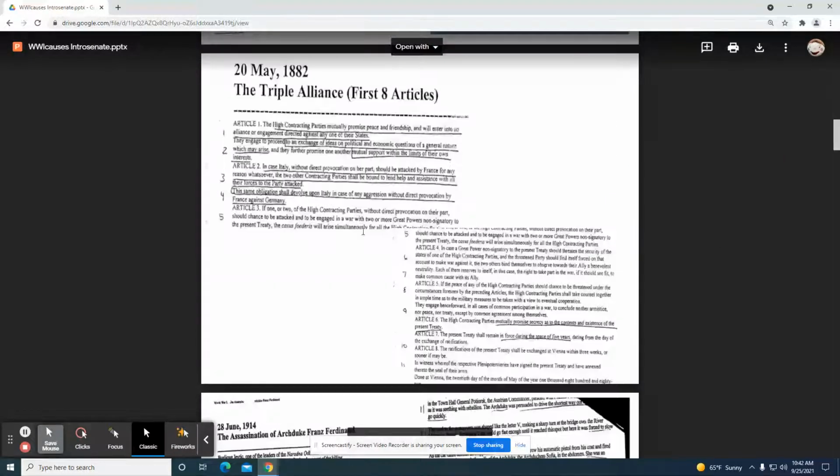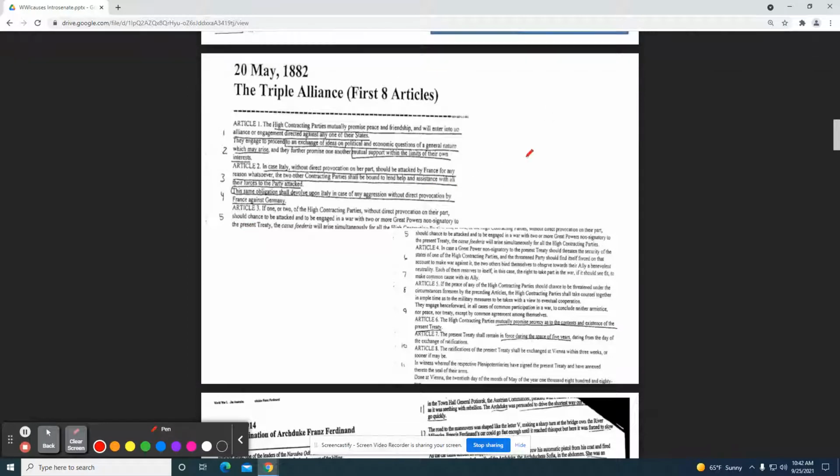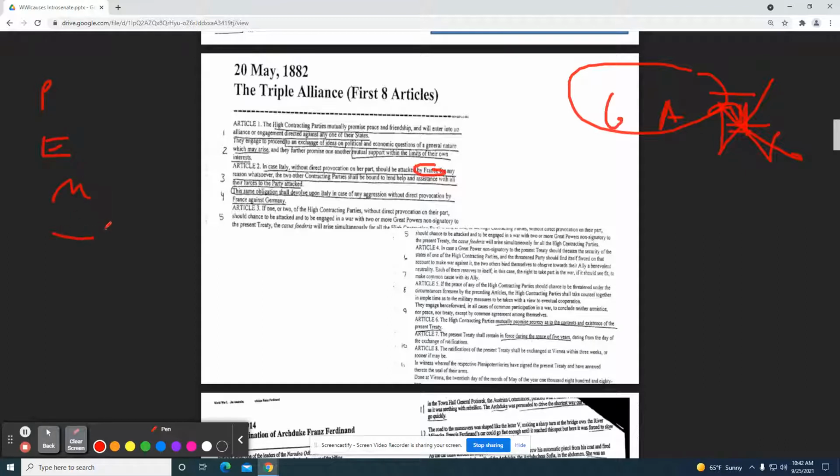First one is going to be the Triple Alliance. The significant part of the Triple Alliance is that it's Germany, Austria, and Italy. Italy, remember, would later back out of the conflict, so this is primarily between Germany and Austria. Anyway, it says, without provocation on her part, should be attacked. They're singling out France. They're saying that they're going to work with each other's politics, their economy, and their military, and they're going to share items together, and they're going to assist each other if there is a war with France. The important part here is Article 9, where they say that they're going to keep this a secret.